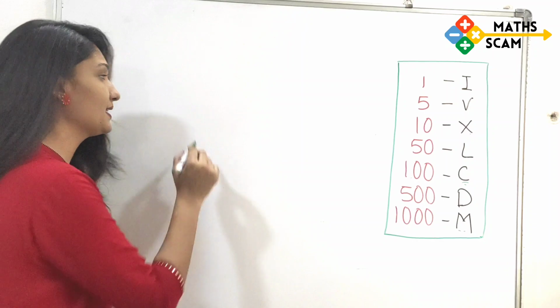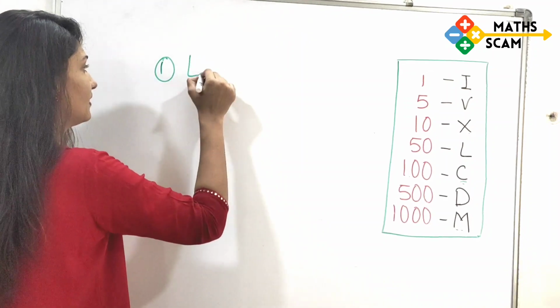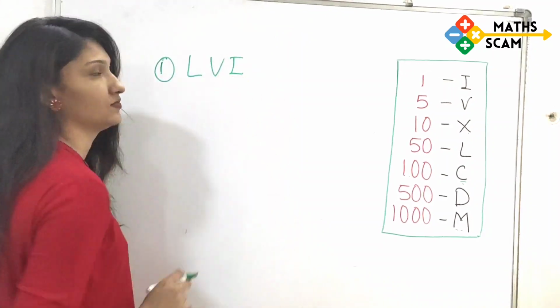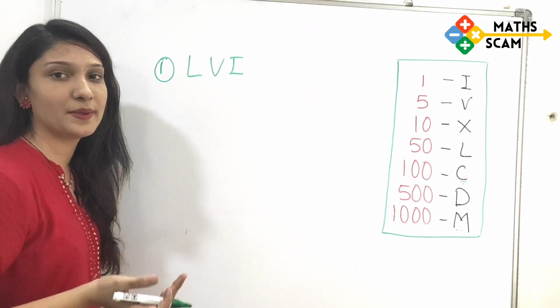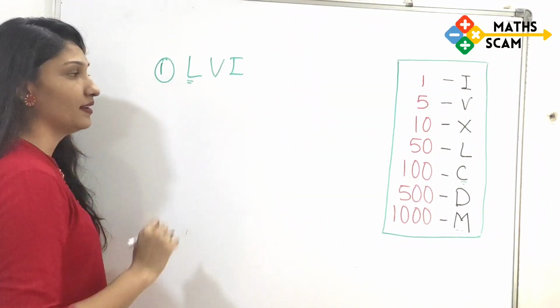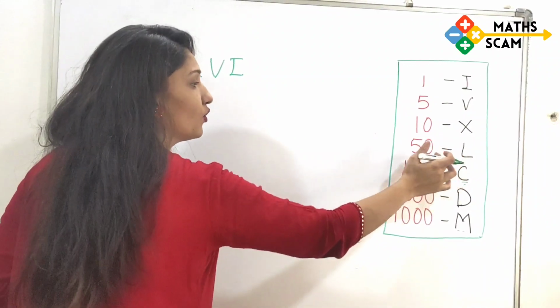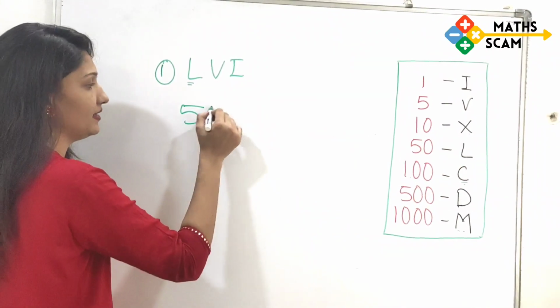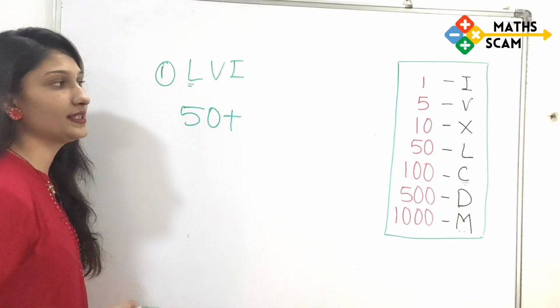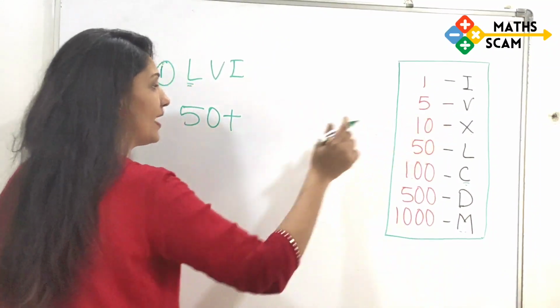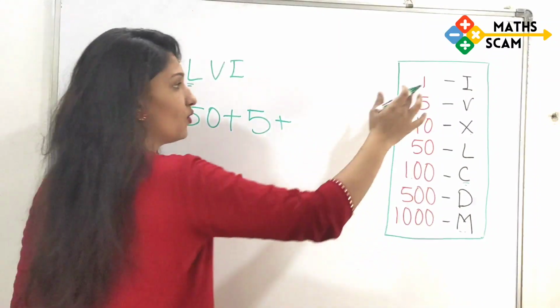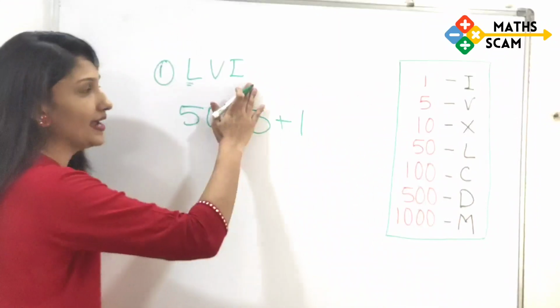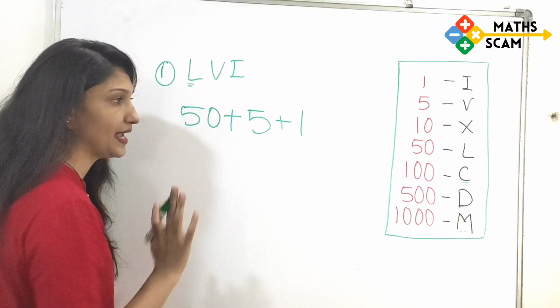Okay. So first example is, so how can we convert this number into Hindu Arabic number? Simple. L stands for 50. So write 50 plus V stands for 5 and I stands for 1. Okay, so I is followed by V, so that's why we have added.